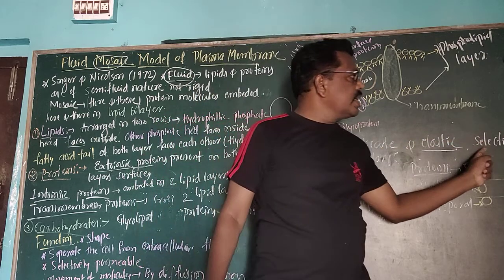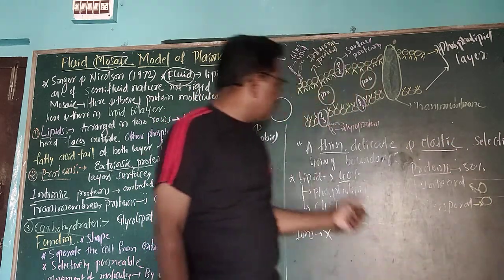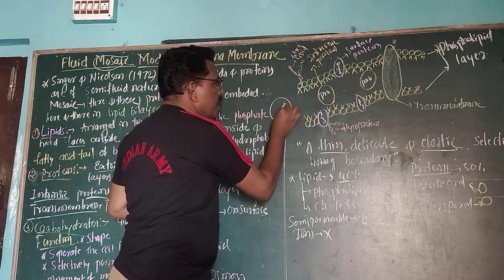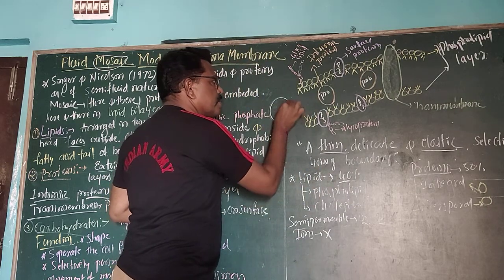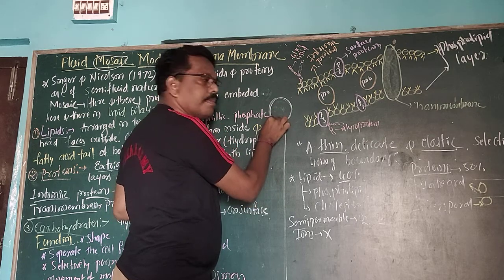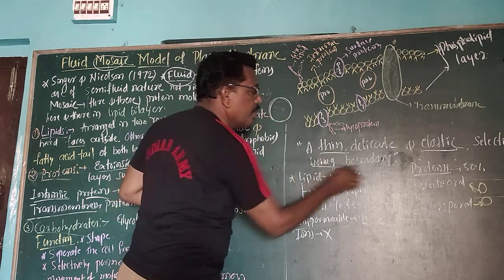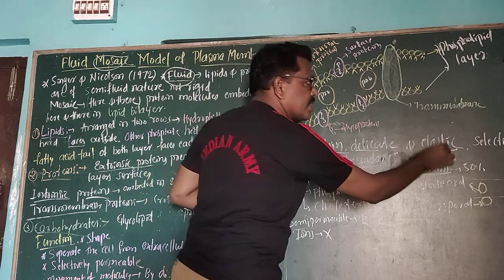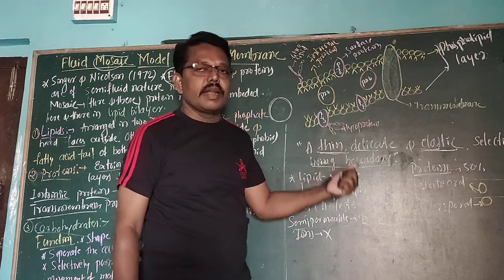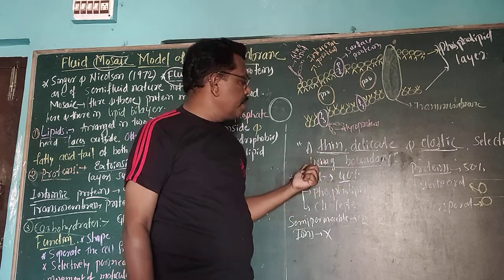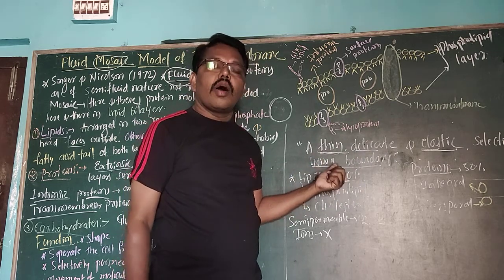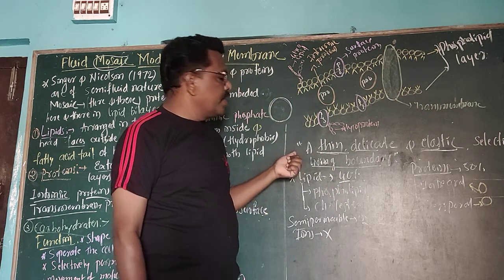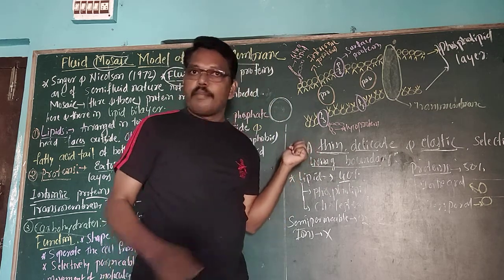Hence it is selectively permeable, or semi-permeable, and it is the living boundary of the cell. The cell has a plasma membrane, or cell membrane, which is the living boundary of that cell. Hence, the thin, delicate, elastic, and selectively permeable or semi-permeable living boundary of the cell is called the plasma membrane.